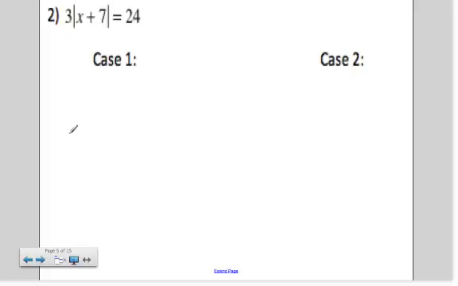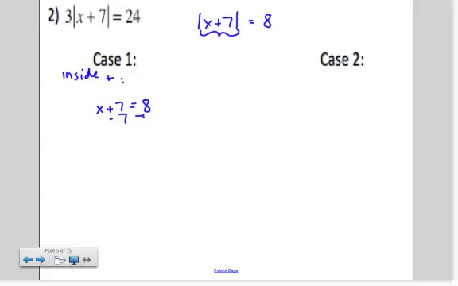So here we go. First, I have to isolate the absolute value bars, so I have to divide both sides by 3. So the absolute value of x plus 7 equals 8. This tells me two things. Let's assume the inside is positive. Then since it's positive, x plus 7 has to equal 8. Subtract 7 from both sides, so x equals 1.